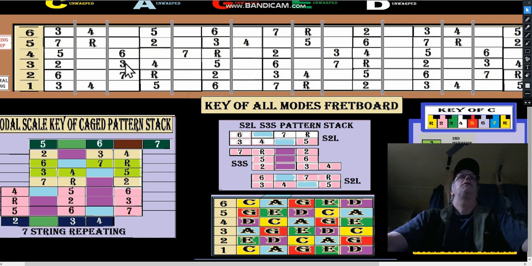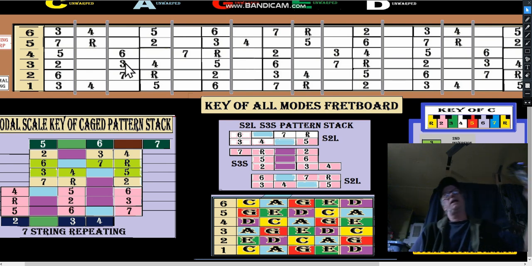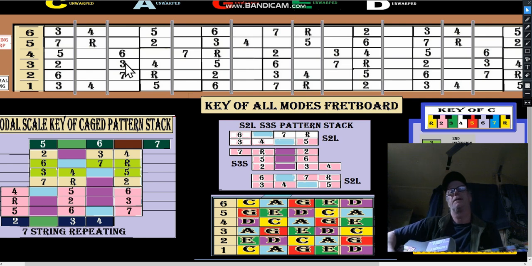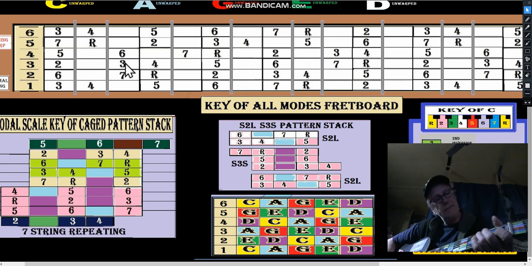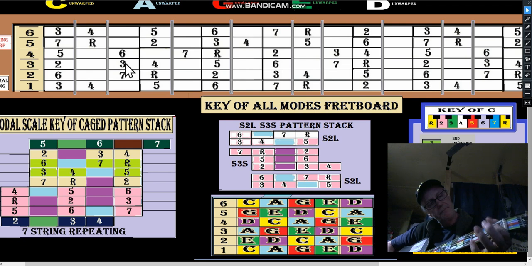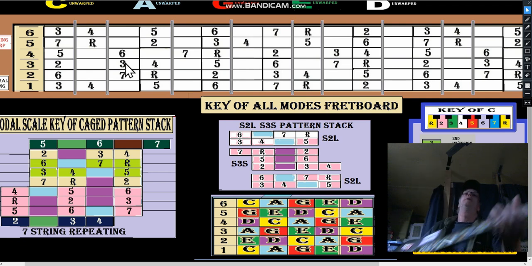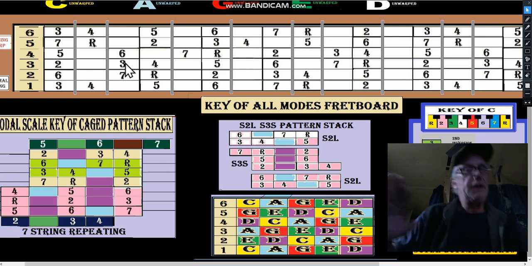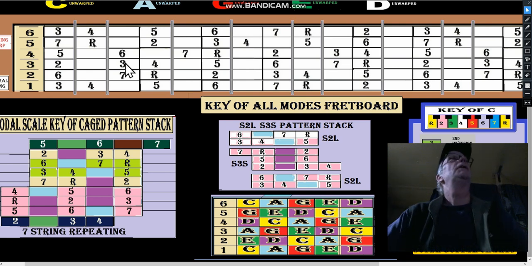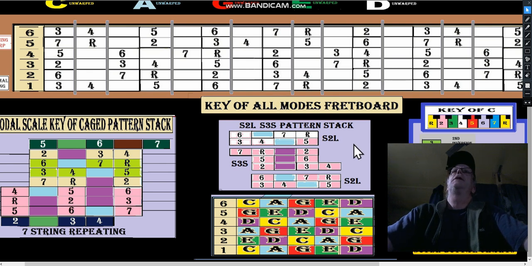So then we also have the first inversion in the C. So C has all three inversions, and that's why it's fun to play in C. Okay? Could you see that? All three inversions are in C, but not all of the CAGED chord shapes have all three inversions. A couple of them are missing one.